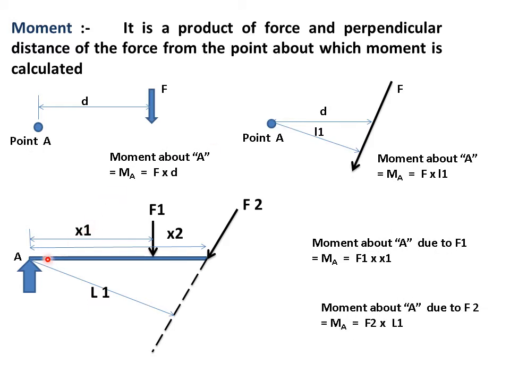See, this is the beam with support A. This is the force F1 acting at distance x1. This is an inclined force acting at a distance x2. I have to find the moment about A. Due to F1, it is simple: F1 into this distance x1. Due to F2, it will not be F2 into x2, because x2 is not a perpendicular distance. This angle is not 90 degrees. So what I am doing is plotting a perpendicular from this end, and this distance is L1. So moment about A will be equal to F2 into L1.